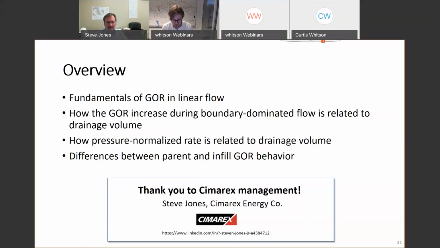And in fact, I think Whitson Curtis presented a paper recently about the GOR behavior at the surface being controlled by a lot of different things: stratigraphy, porosity, and perm. And so you're seeing an average at the surface.